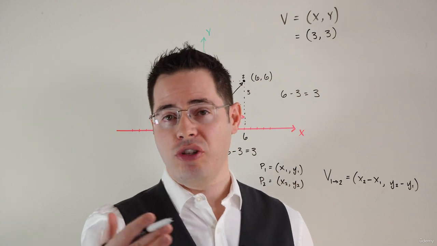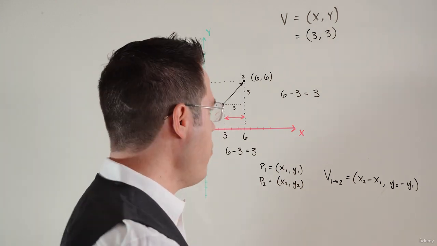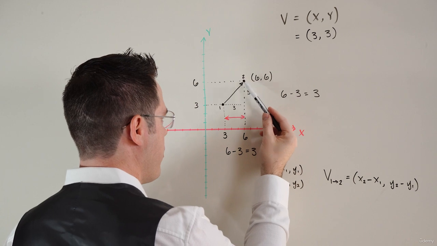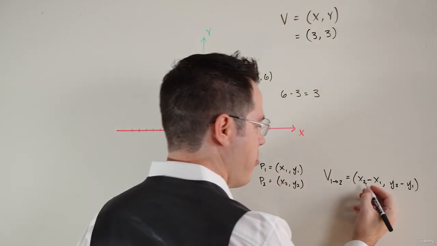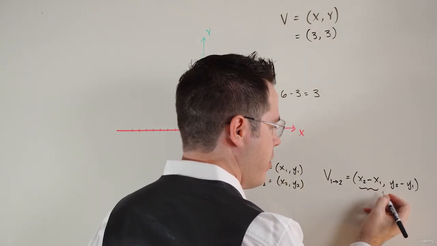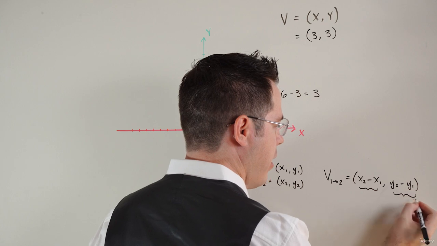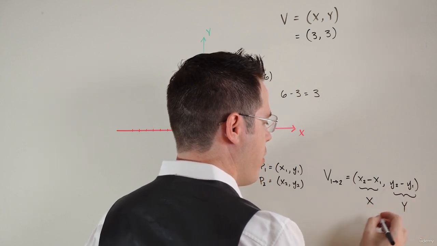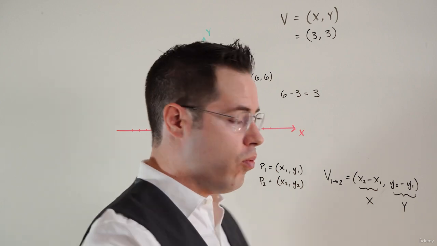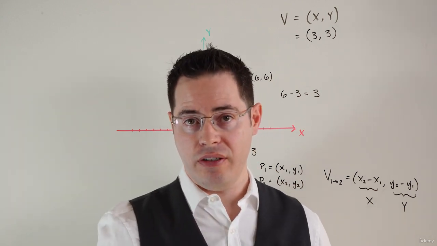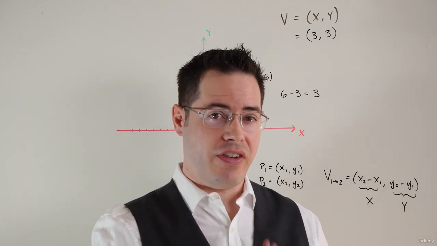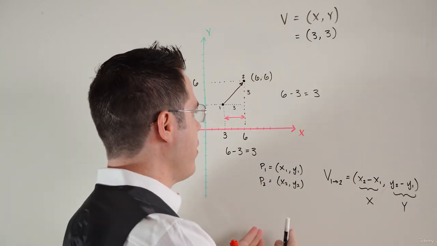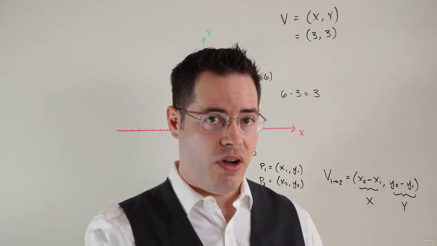So if you ever have 2 points in space, you can always calculate the components of the vector from one point to the other point. We take the x coordinates and subtract them, and we take the y coordinates and subtract those, and that gives us x and y for the vector. Now, once we know the components of a vector, we can then check to see if it's equal to another vector. Any two vectors that have the same components are equal.